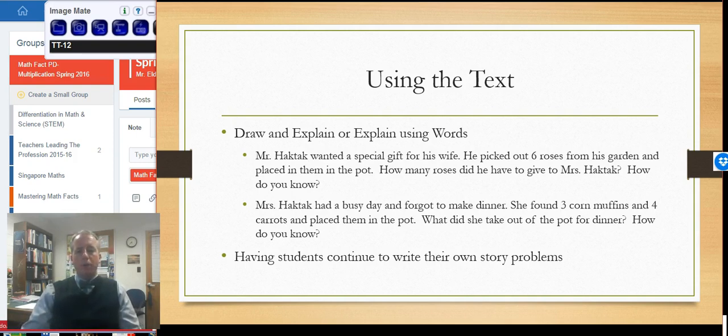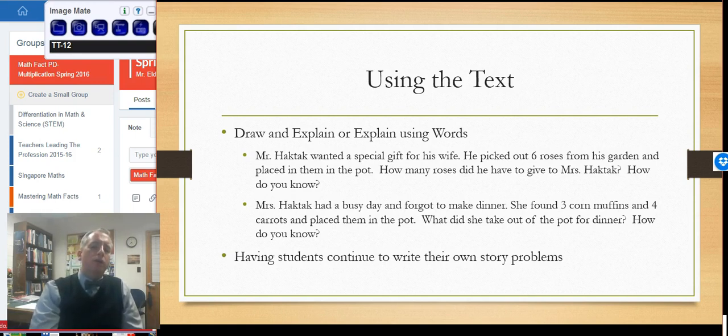So Mr. Hacktack wants to buy a special gift for his wife. So he goes and he picks 6 roses from the garden and he puts them in the pot. Well, how many roses did he get to give to Mrs. Hacktack, and how do you know? Right? Mrs. Hacktack has a busy day and forgets to make dinner, so she found 3 corn muffins and 4 carrots and put them in the pot. Well, what's she going to take out, and how do you know?